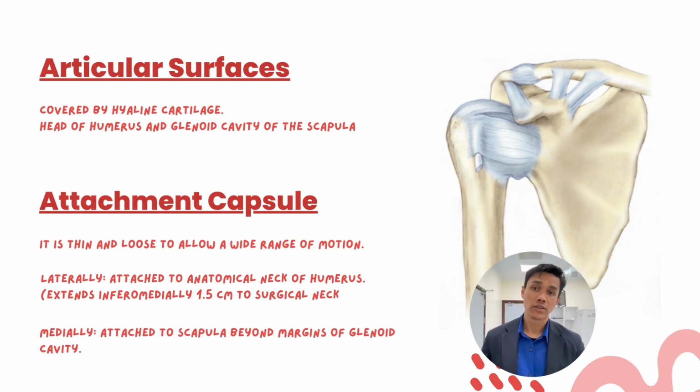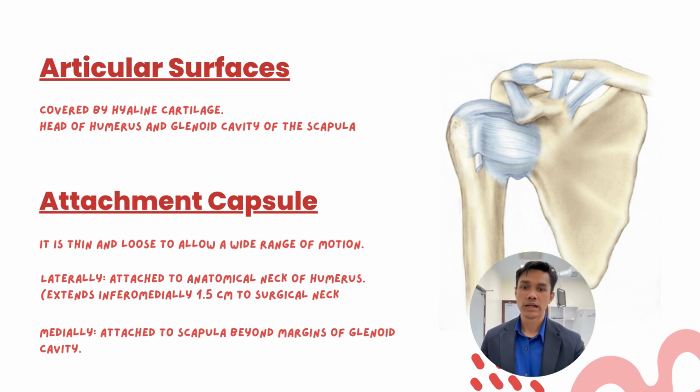These are the articular surfaces. It is primarily covered by hyaline cartilage. It covers the humerus and glenoid cavity of the scapula. It has an attached capsule, where this capsule is thin and loose to allow a wide range of motion.